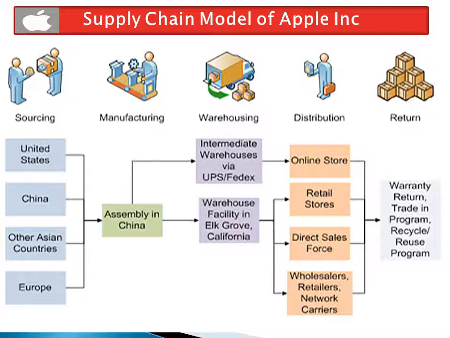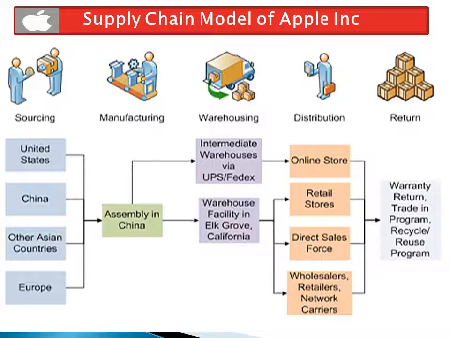So this is an example of the supply chain model of Apple, right? And that company sources their main product. Remember, we talked about the raw materials. So that is sourced from these countries here: United States, China, Asian countries, and Europe. Then we have the transforming process of the raw materials. So that is done and assembled in China. Remember, we have the storage, which is the warehousing. So they use intermediate warehouses, right?